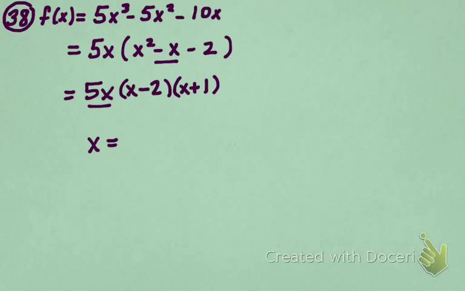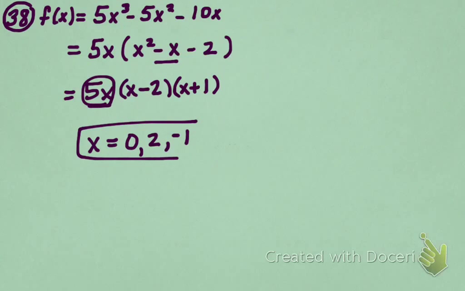So 0 would make 5x 0, so that's my first 0. 2 makes my second factor 0. And then negative 1 makes my third factor 0. So the 3 zeros, in no particular order, are 0, 2, and negative 1. And that is the end of this video.